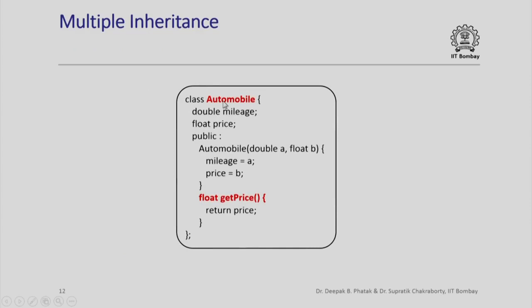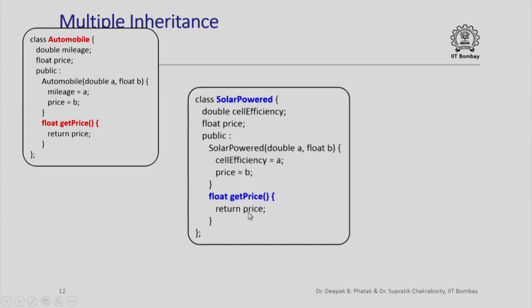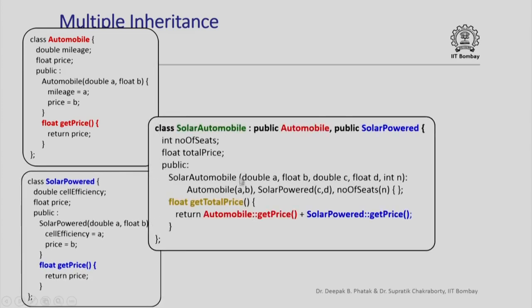So here is the class automobile which has this data member price and also this member method get price. This is of course the constructor, and get price just returns the price. Here is the class solar powered which also has a data member called price, and it also has a member method called get price which also returns the price. And here is my class solar automobile which is derived from both automobile and solar powered in the public mode. It has some additional data members, number of seats and total price. How do I specify a constructor for this class solar automobile?